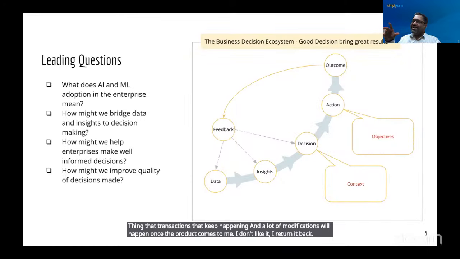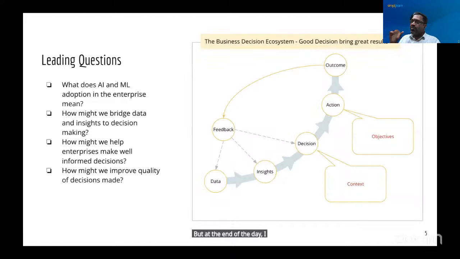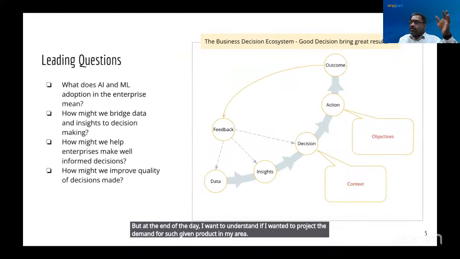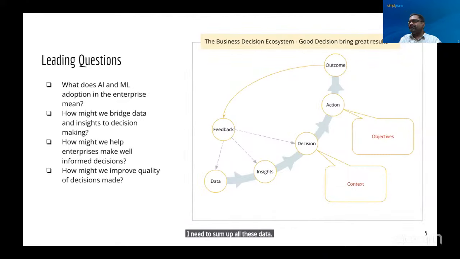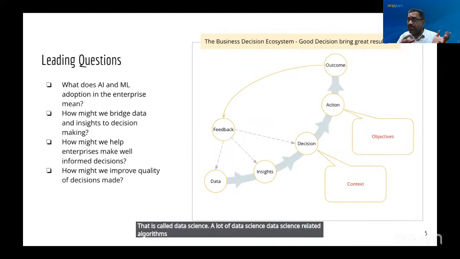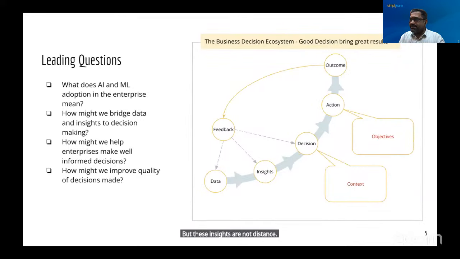But at the end of the day, if I wanted to project the demand for a given product in my area, I need to sum up all this data and generate insights. That is called data science. A lot of data science algorithms, descriptive and prescriptive, different types of analytics are done. Those things are called insights. But these insights are not decisions. These insights are used by decision makers to take decisions.